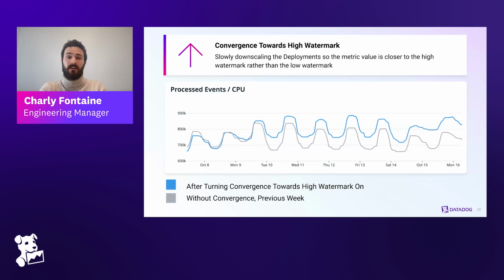And when we started rolling out this feature for large teams internally, we saw that the savings were significant. As you can see in the graph here, we're showing the number of events per CPU. The blue time series is the current utilization compared to the gray time series, which is time shifted by a week. And this represents, in this case, more than a 10% optimization.